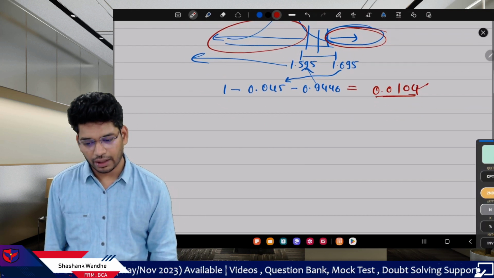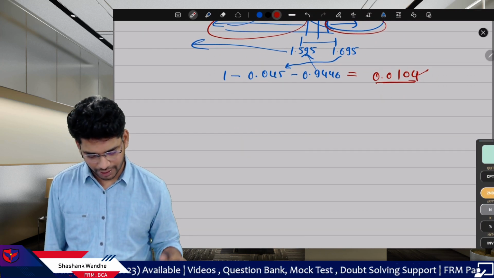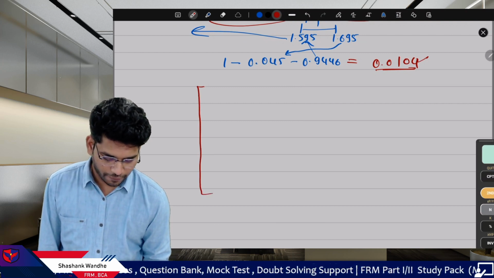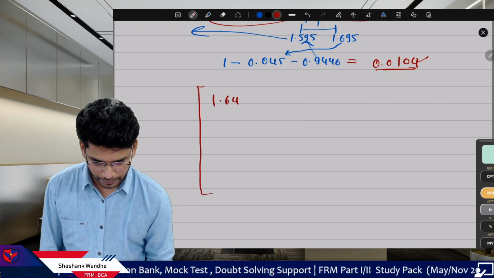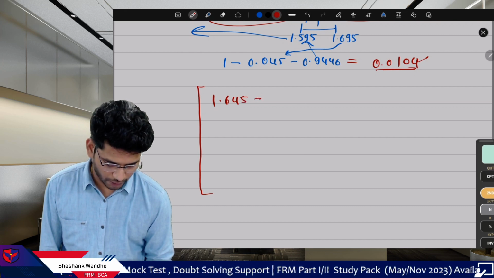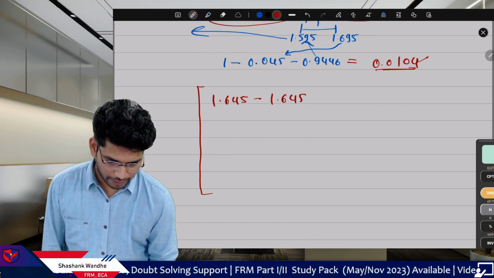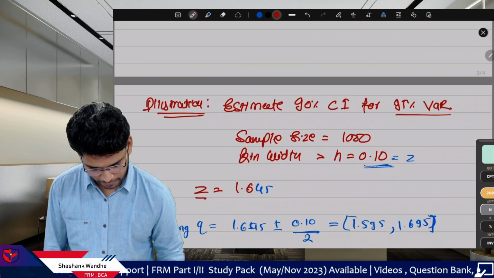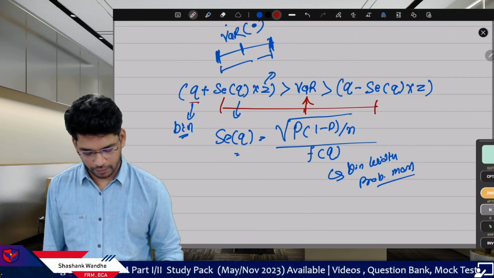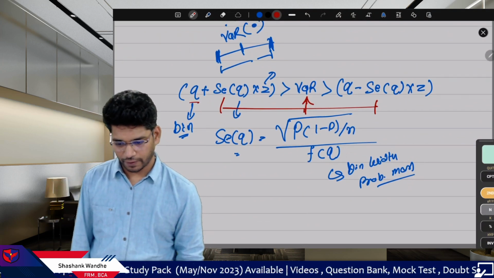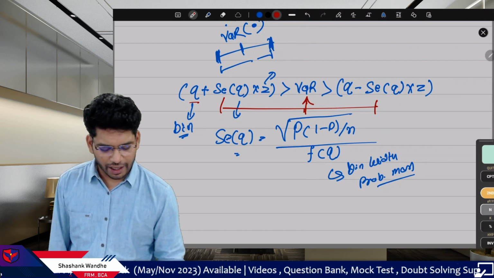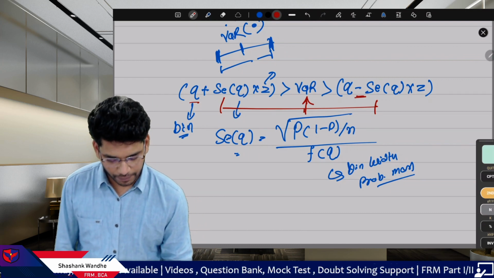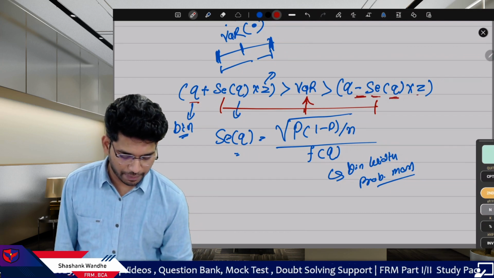1.04, like this, but again not very important for the calculation part. Now how to calculate the interval? For the interval, this is 1.645 minus 1.645 multiplied by... remember what the formula was? Where is the formula? Yeah, see, Q. So we got our Q, 1.645. Then we are starting with this particular part, the minus part. You can also start with the plus part. So minus, again, SEQ multiplied by Z.